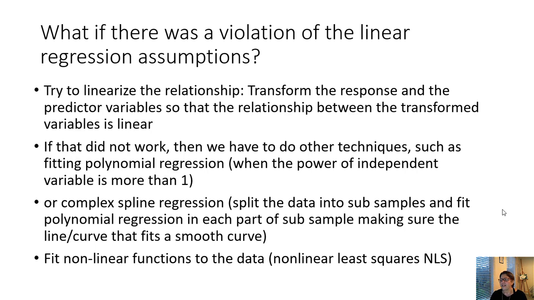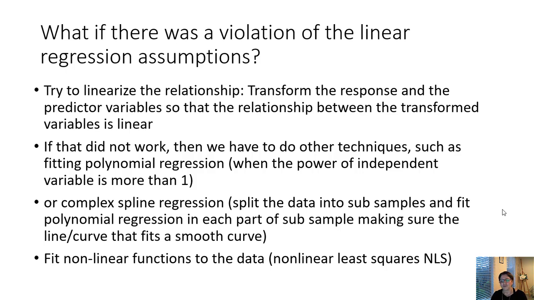Okay, so what if there is a violation of the linear regression assumptions? Then we try to linearize the relationship. It means that, as I said, we transform the response and the predictor variables so that the relationship between the transformed variables is linear. If that does not work, then we have to use other techniques such as fitting polynomial regression, out of the scope of this subject. That is when the power of the independent variable is more than 1, or complex spline regression, again out of the scope of this subject.